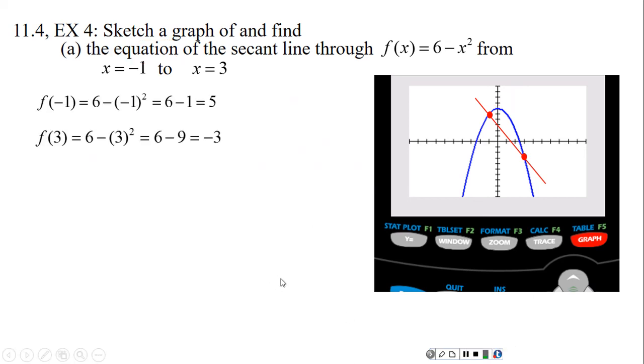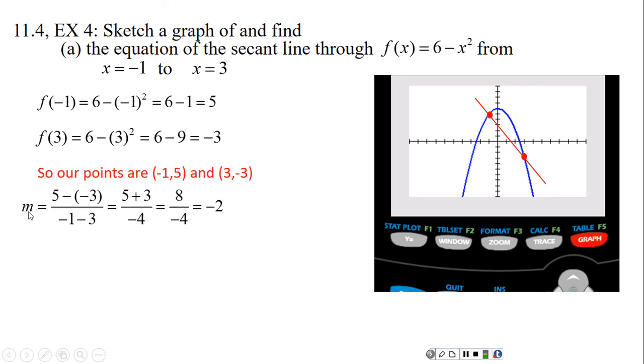All right, so we did that, we got our 2 points. Now we can find our slope. Our slope is y2 minus y1 over x2 minus x1. So I just did y minus y over x minus x. I get 8 over -4, which is -2. So the slope of a secant line is -2. And remember, secant line means you have 2 legitimate points and it's cutting through the parabola twice.